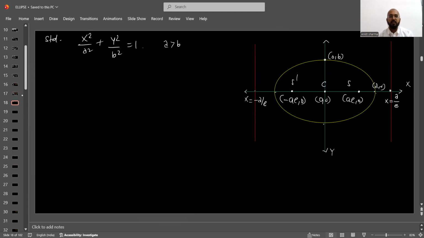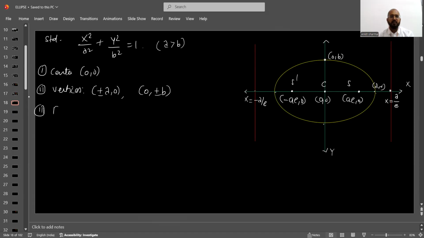A is more than b. So for this ellipse, we have the center, which is 0 comma 0. Then we have the vertices, plus minus a comma 0, and 0 comma plus minus b here. Some of them call these co-vertices, depends upon them.